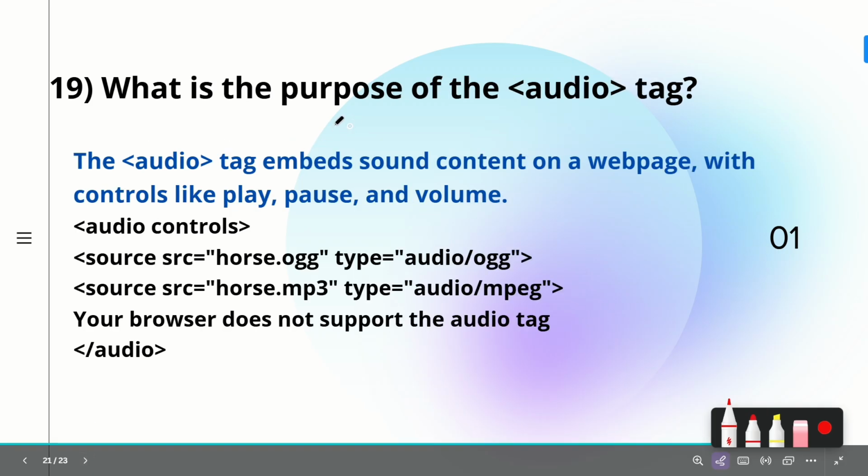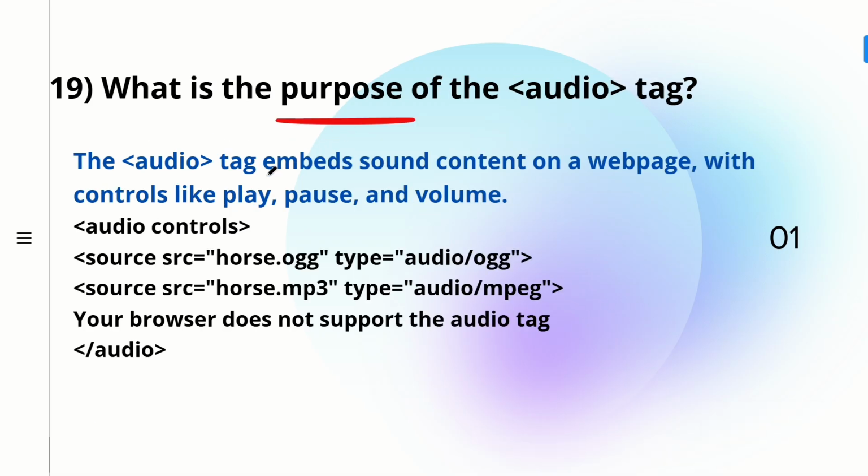Our 19th question is, what is the purpose of the audio tag? As the name suggests, the audio tag embeds the sound content on the web page. So we have seen image. Image is useful for showing the image, video is useful for showing the video, and audio is useful for embedding the sound content in our web page with controls like play, pause, and volume, similar to whatever we saw in the video. There also we had the controls attribute. In audio also we have the controls attribute.